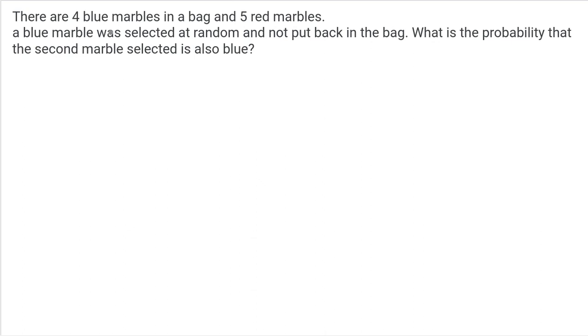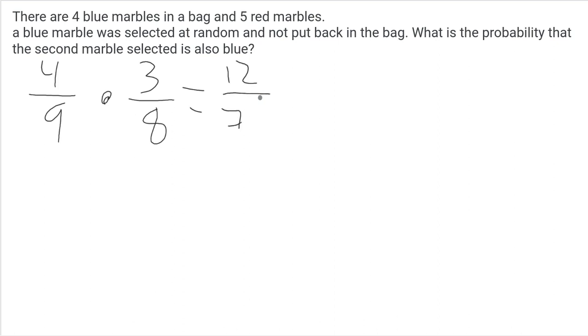All right, there are 4 blue marbles and 5 red marbles. A blue marble was selected at random and not put back in the bag. What is the probability that the second marble is also blue? So that means that there were 4 blue marbles out of 9 possible. Then there were only 8 marbles left because they didn't put it back, and there would only be 3 blue marbles left after the situation. So that would mean that there is a possibility of 12 out of 72, or a 17% chance of us grabbing 2 blues back to back.